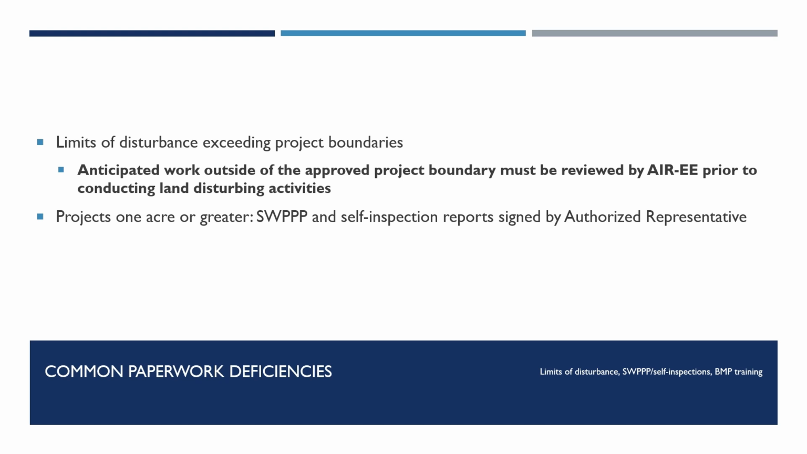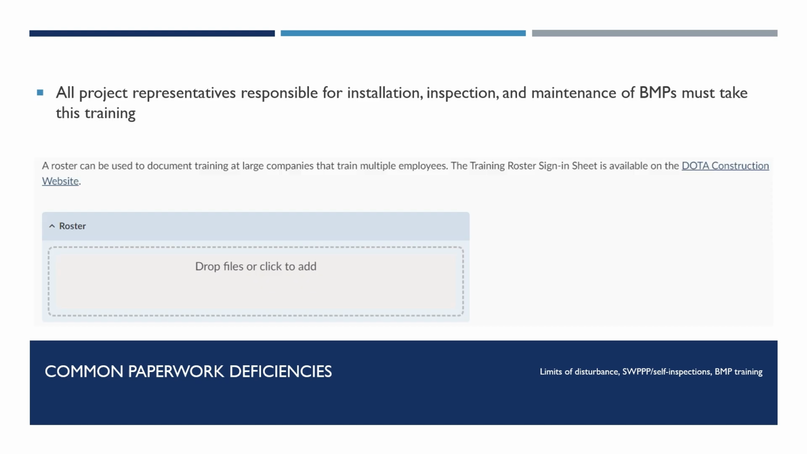For projects 1 acre or greater, the SWIP and self-inspection reports must be signed by the same person or position selected as the authorized representative for the project's NPDES permit. If the project's authorized representative departs, the project will need to select a new authorized representative and have the current authorized rep submit the change of authorized representative using DOH's online e-permitting portal. The new authorized representative will then need to revise the project SWIP with their signature.